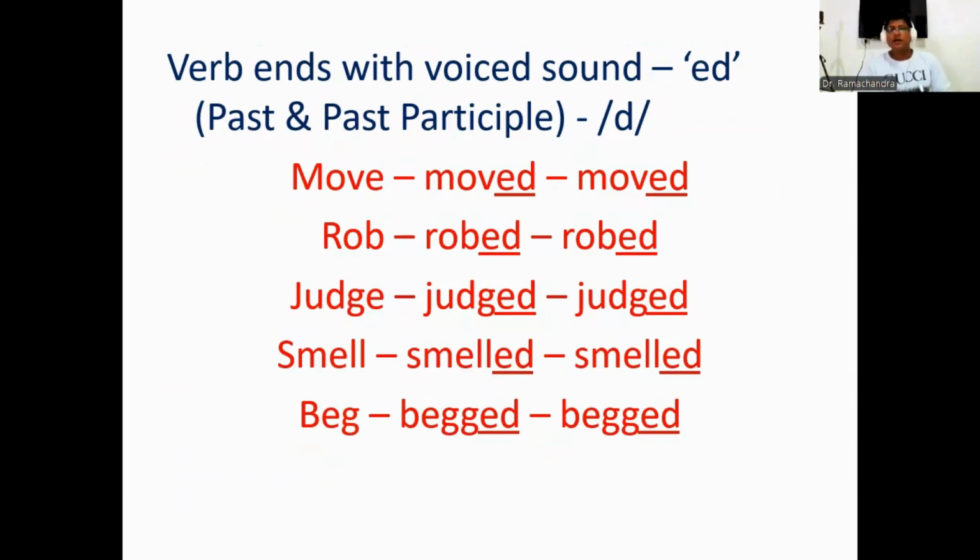Now this one. Look at the sound: v. The action verb ends with the sound v, labiodental. F, v. This is voiced. When the verb ends with a voiced sound, the ed in the past tense and past participle becomes d. So, move, moved, moved.